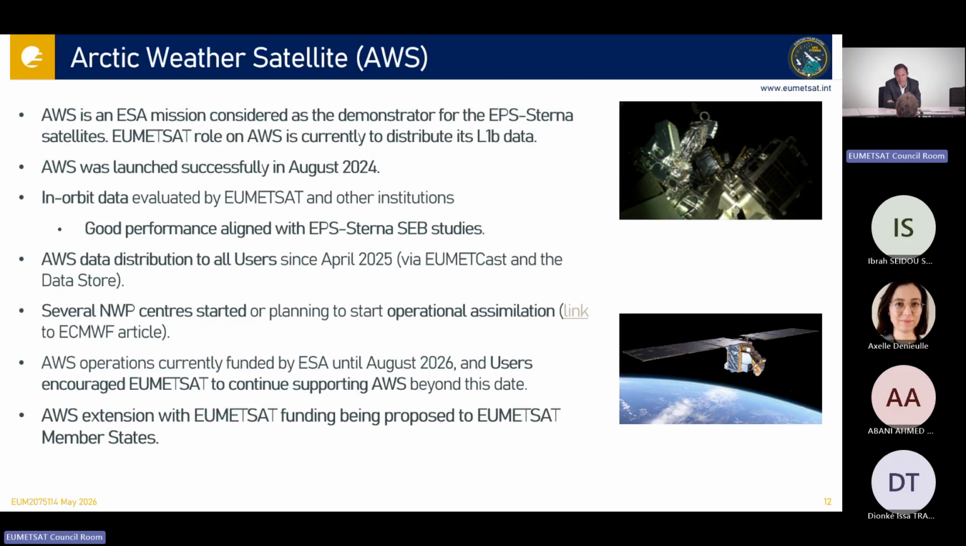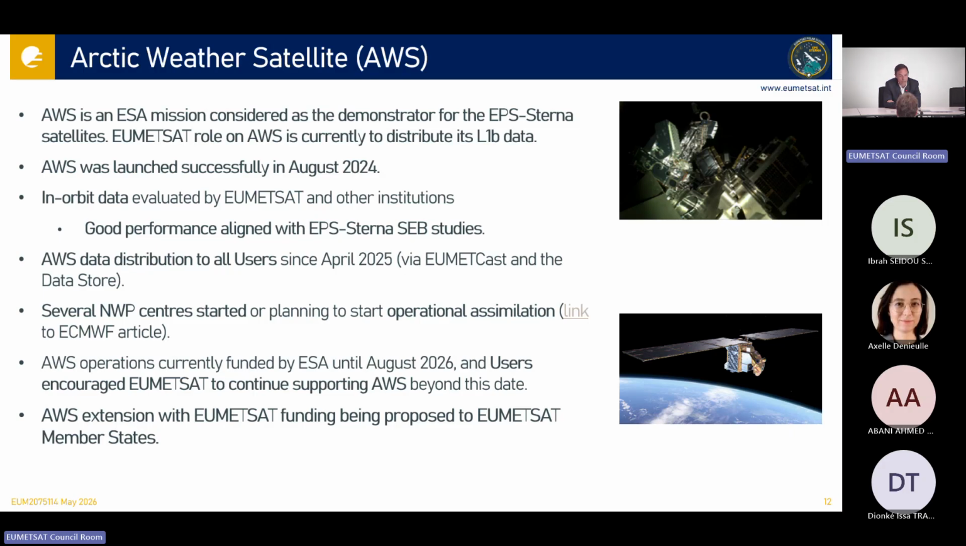A few words about Arctic Weather Satellite. I'll be brief. This is, of course, a precursor of Sterna. It is an ESA mission, and EUMETSAT's role on this mission is just the distribution of level 1B data. It was launched in August 2024, and data evaluation of this instrument has shown that the data are in line with the socioeconomic benefit studies that were then used for the approval of Sterna.